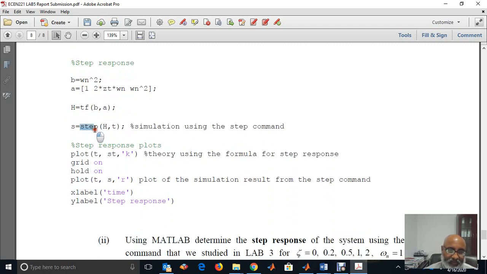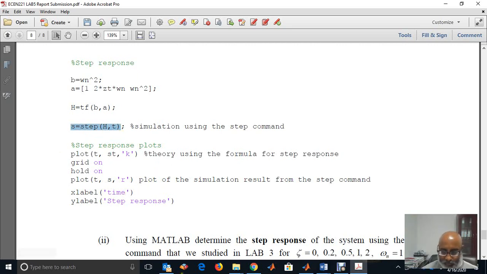Now instead of impulse, I will call the MATLAB function step. Step of H(t) will give me the step response, and then I plot the theoretical step response. Here, for example, I did it with black color, t versus ST. Hold on, and on top of it, I will plot the simulation which I got from the step command, and I compare the two. If I get the same result, that means I am correct.